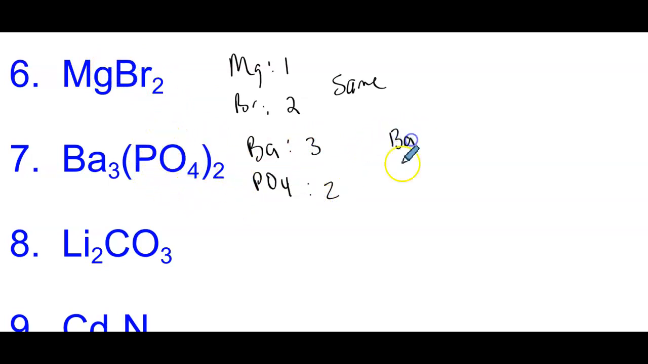Now, if I needed to, I could break this down into individual atoms. And that sometimes, pretty rarely, but sometimes is necessary. I have three Bas, I have two phosphorus, it's going to be distributed through, think about like an algebra class, and I have eight oxygens.